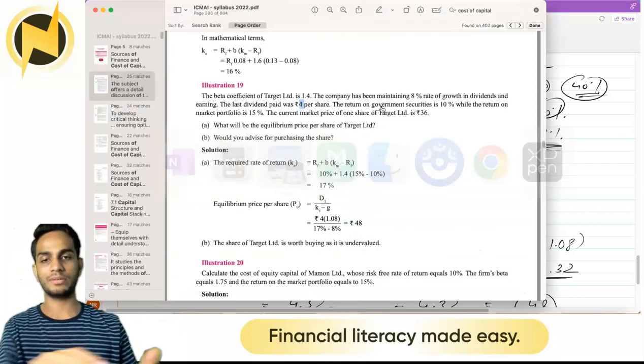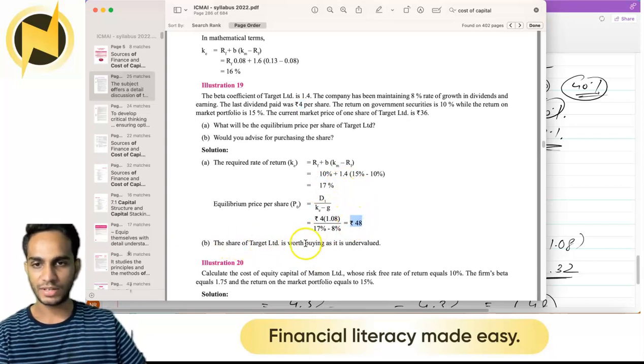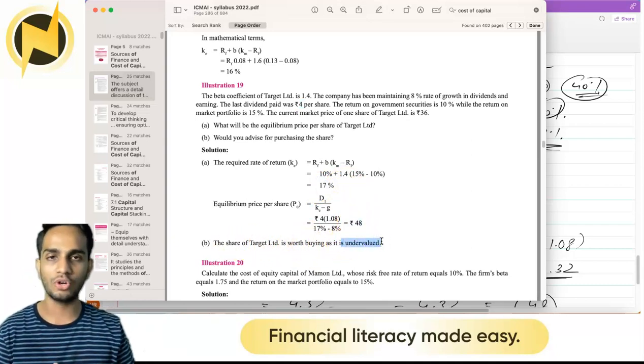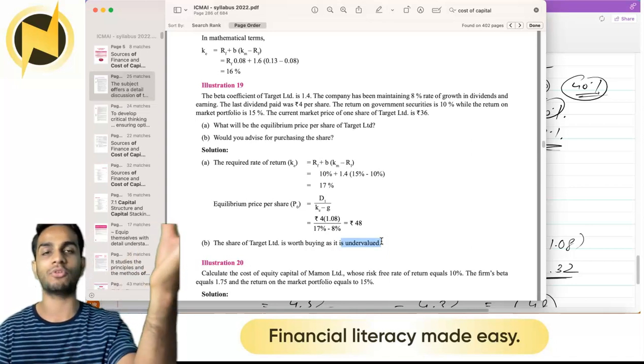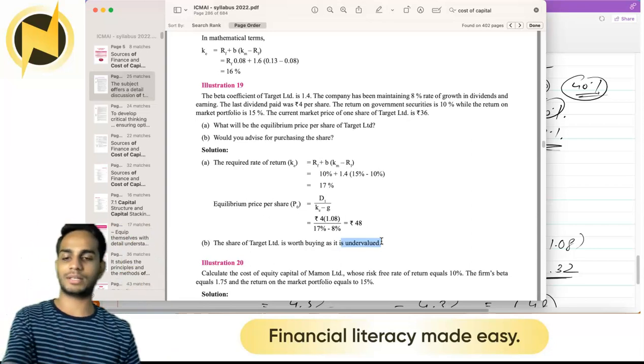Let's see what's given in the question. 1748, the shares of target limit is worth buying as it's undervalued. Yeah, it's valued at 36 because the value is currently low. You can buy it now. It should have been valued at 48 or somewhere higher. Yeah, so buy. Clear. That's it.